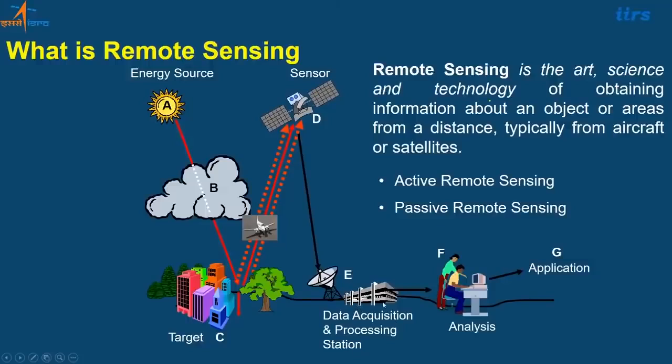Once the data is received, acquisition and processing stations are there in this particular receiving station. From there, the data are passed on for analysis. Once the data is analyzed, they are used for various applications, the applications which we have seen earlier also.